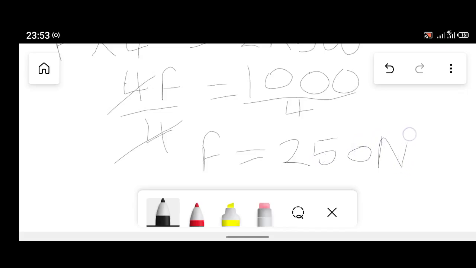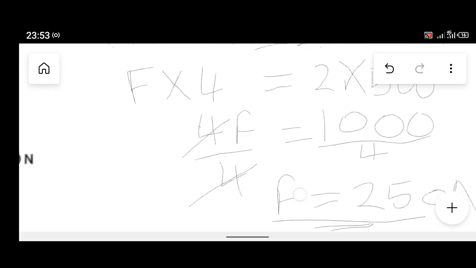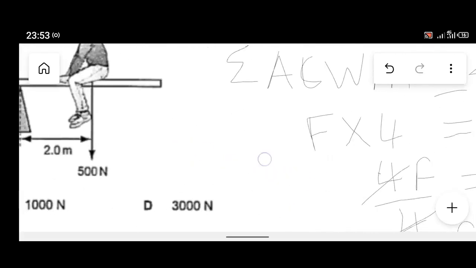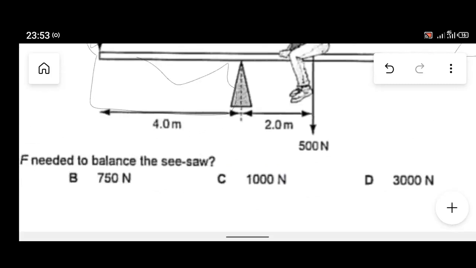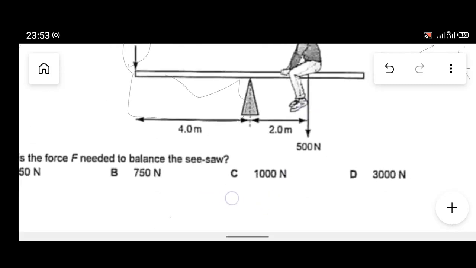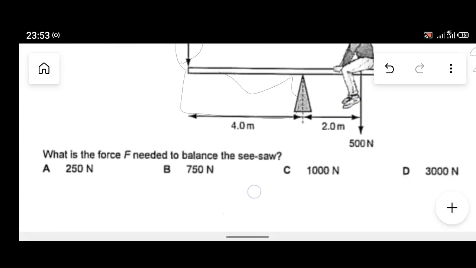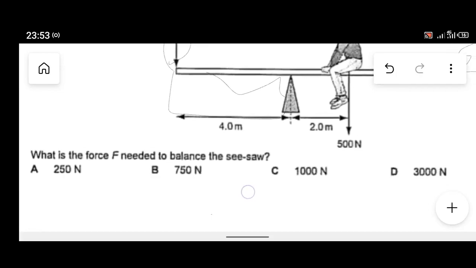Let's look at the options. If you have 250 Newtons in the options. Okay, let me just zoom it a bit. So we can see you have A, B, C, and D. A is 250 Newtons, B 750 Newtons, C 1000 Newtons, and D 3000 Newtons. So our answer is what? A.